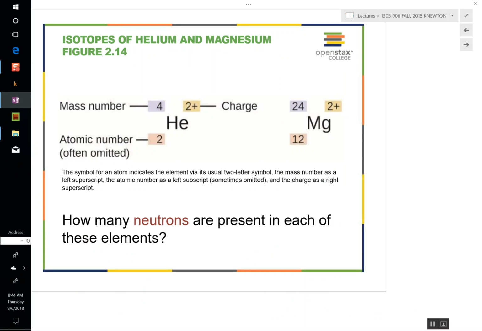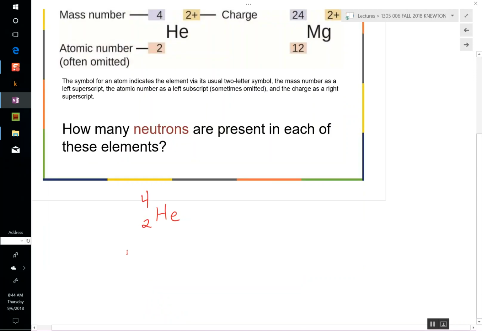This is kind of interesting here because this is an alpha particle. Remember Rutherford's experiment? They were firing alpha particles at gold foil. What is an alpha particle? An alpha particle is a helium nucleus stripped away of all of its electrons. Here is a helium atom. It has 2 protons, 2 neutrons, 2 electrons. Plus 2 minus 2 corresponds to 0 charge.